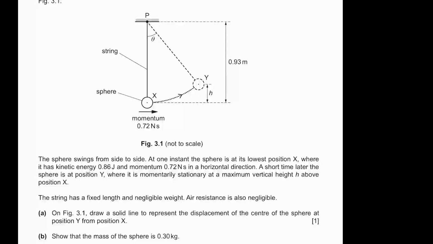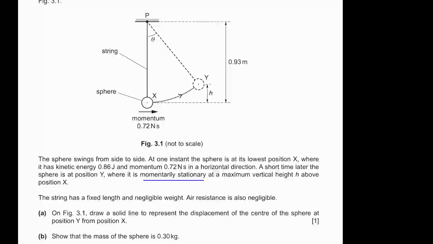The sphere swings from side to side. At one instant, the sphere is at the lowest position x, where it has a kinetic energy of 0.86 joules and a momentum of 0.72 newton seconds in a horizontal direction. A short time later, the sphere is at point y, where it is momentarily stationary, that means it has a zero velocity for a moment.